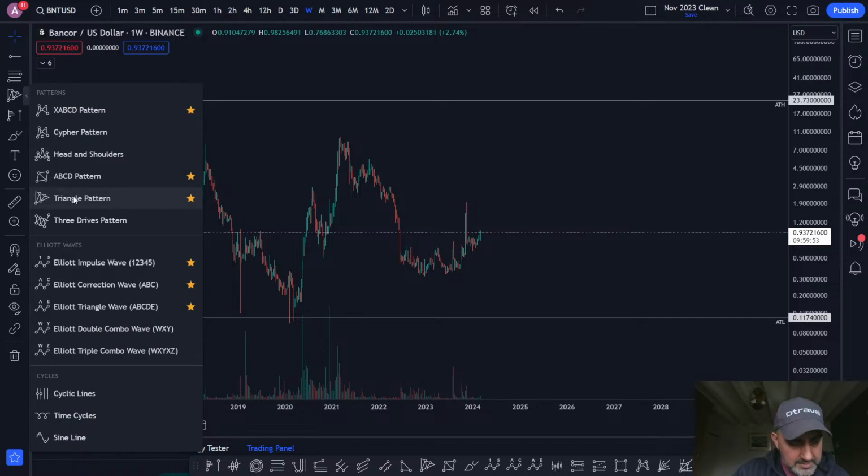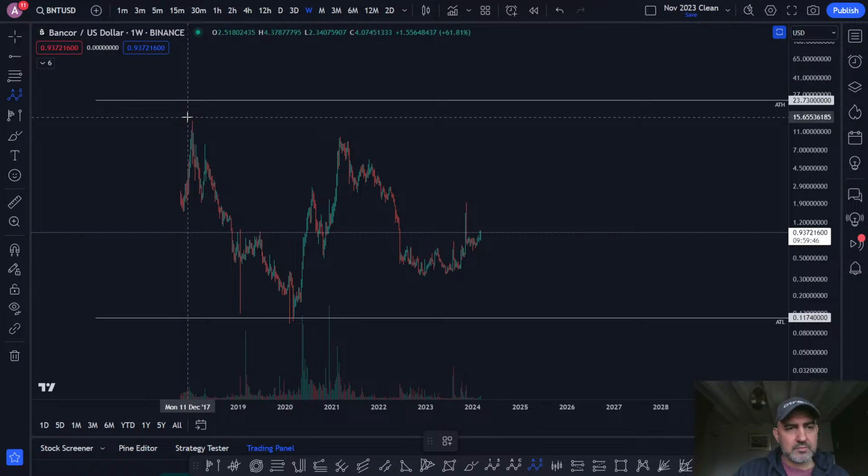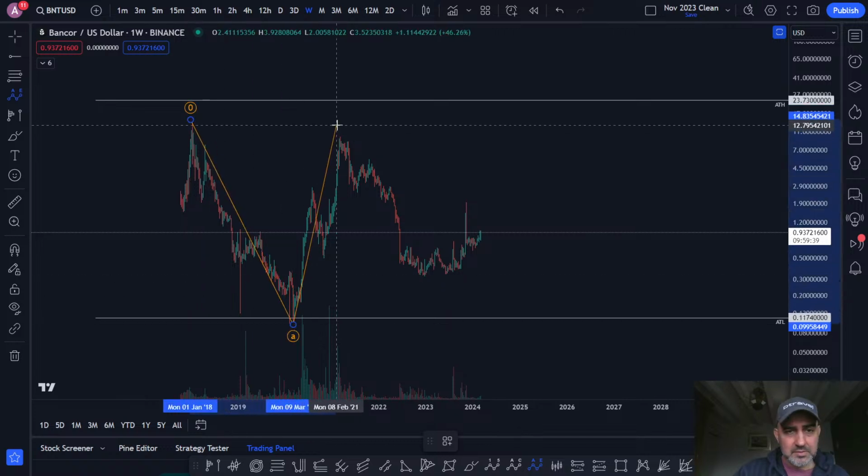So, triangle pattern. See, I don't know where the all-time high is. It says up there, but when did it happen? I don't know. So I can't.